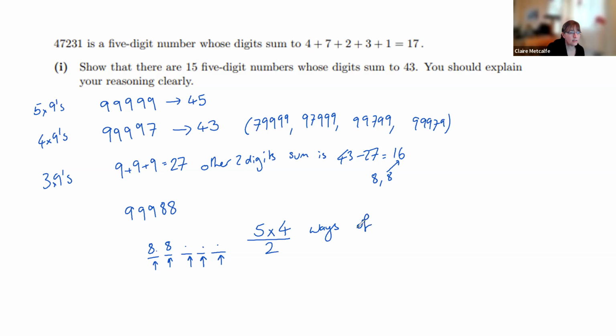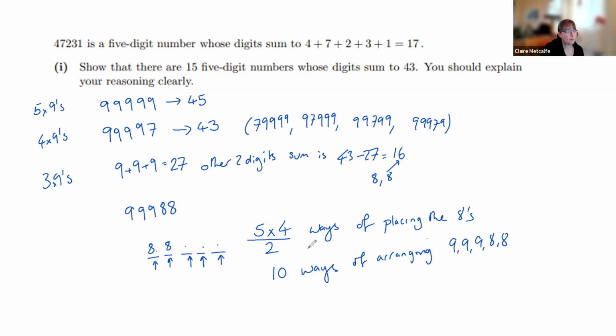So that's 5 times 4 over 2 ways of placing the 8s. So that gives us 10 ways of arranging 9, 9, 9, 8, 8. And we've said before, we've got 5 ways of arranging 9, 9, 9, 9, 7. So altogether, that gives me 15 ways.